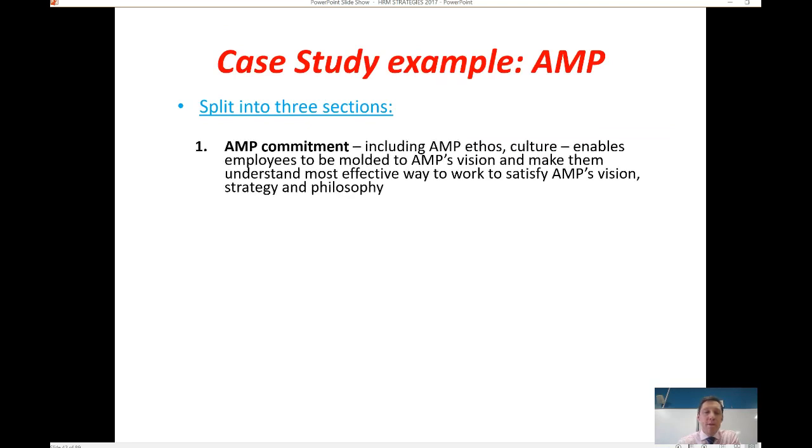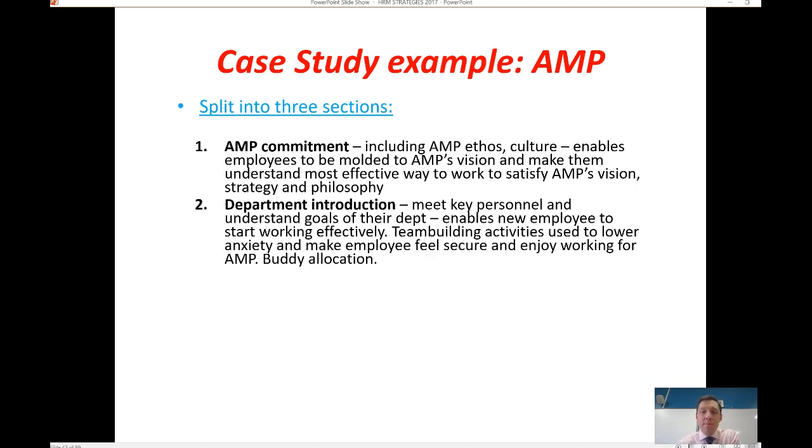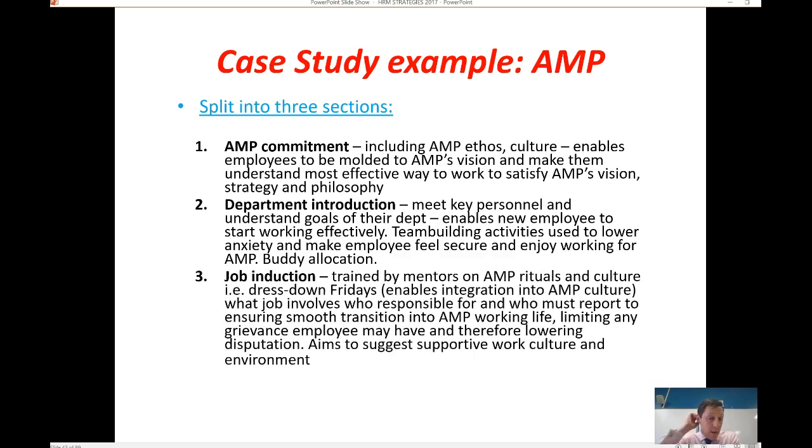And they split their induction into 3 areas. The AMP commitment, so the ethos of AMP, its culture. A department introduction, so key personnel and understanding the goals of the department. They have a buddy allocation program in that part where they allocate you to a person in your department to be your buddy. And then a job induction.